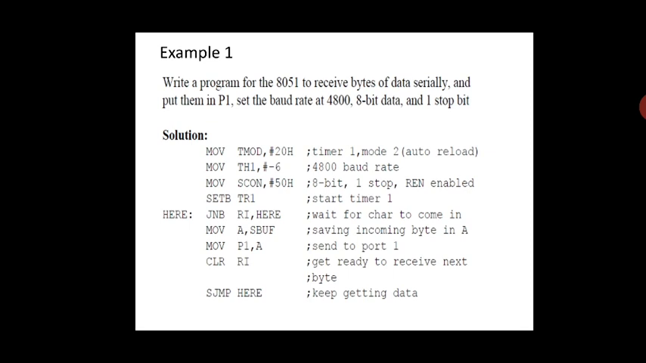You don't have an instruction to copy directly with MOV P1, SBUF. All the way you need to communicate through the accumulator. That is important. Then clear RI and jump here. There is a jump if not bit, so it will keep repeating, so that you will find a set of characters on which port? Port P1.